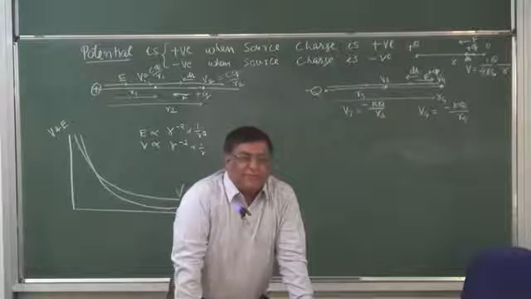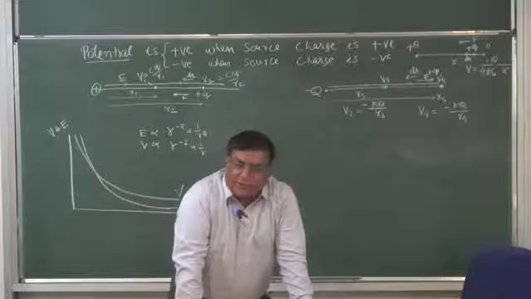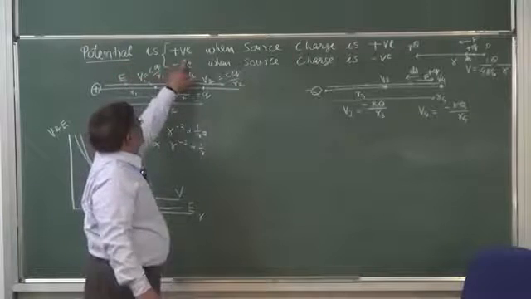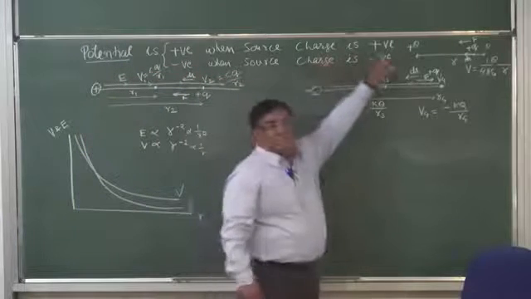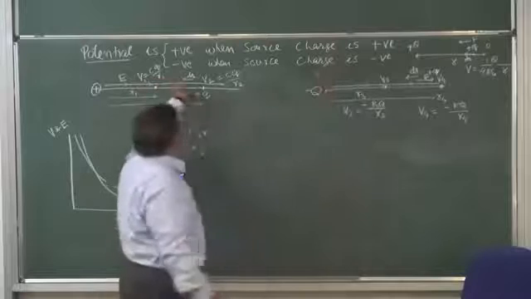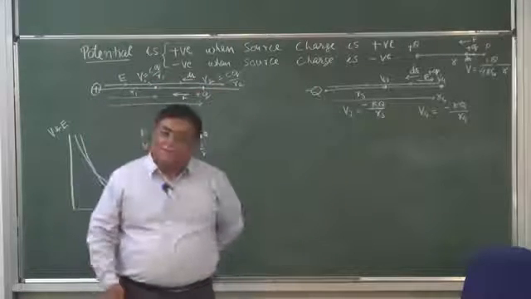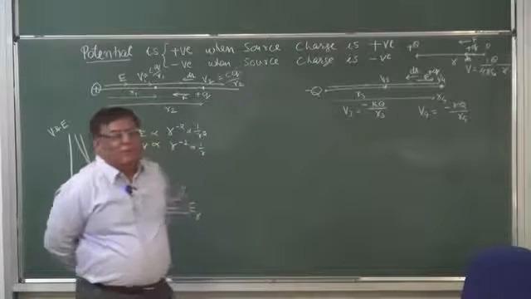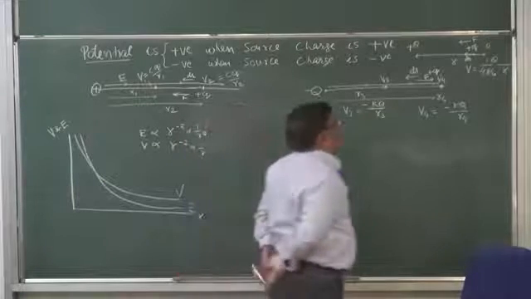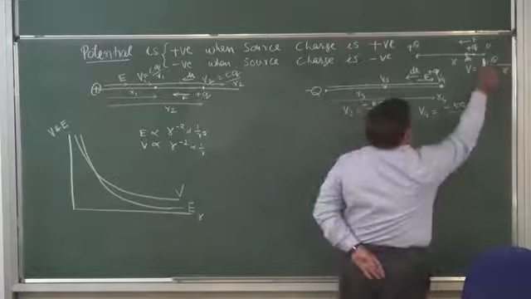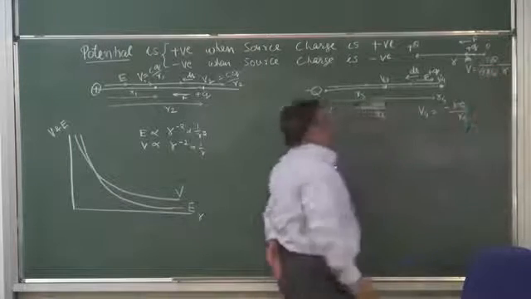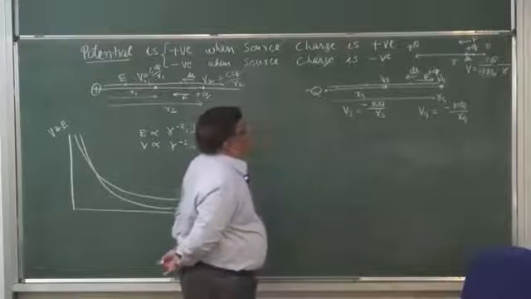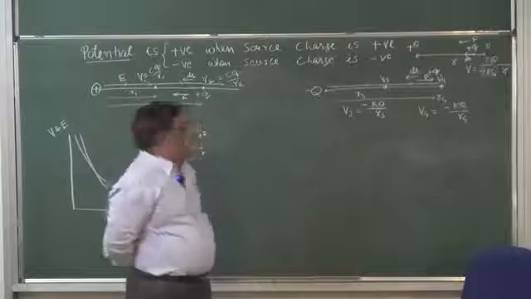Is this point clear? So from now onward we make it a rule: the potential is positive when the source charge is positive, and the potential is negative when the source charge is negative. Okay, so we will remember this. And what is the quantity of potential? The quantity of potential is kQ upon R, where k is Coulomb's constant. So Q upon R you must remember. So if Q is positive, V is positive.